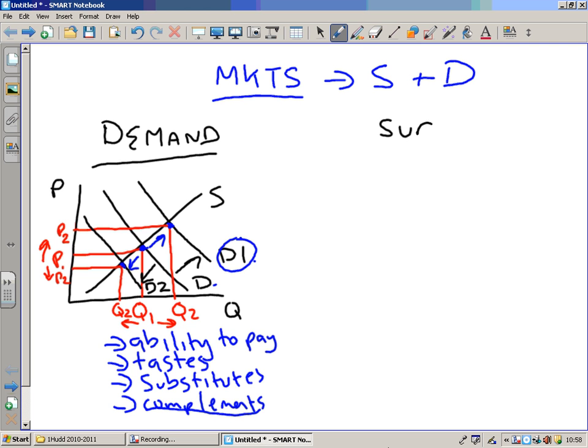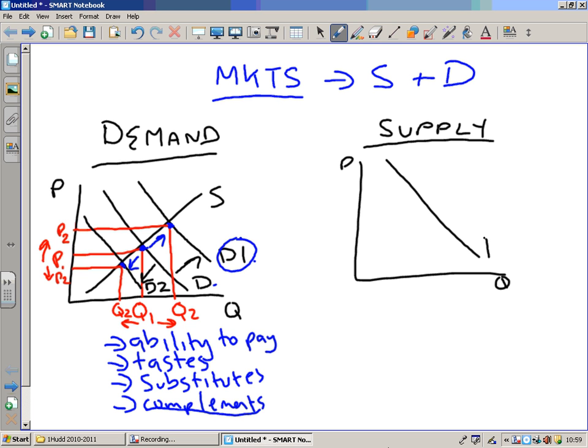Let's focus on supply. Again, I've got my equilibrium point where demand is equal to supply. Before I move on, I must label that. There will be marks for that in the exam, labelling these.